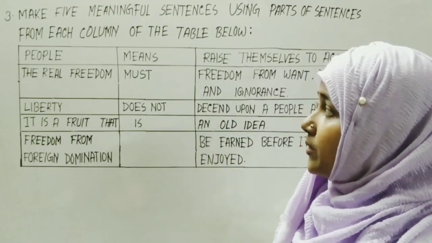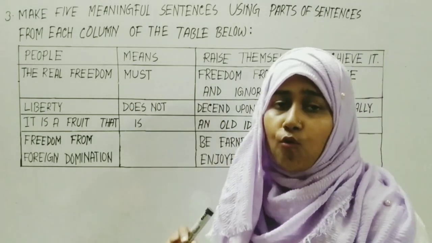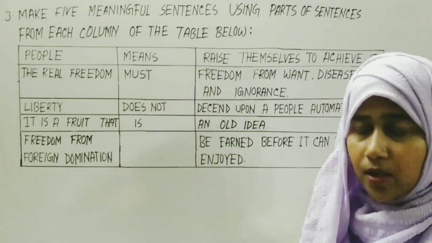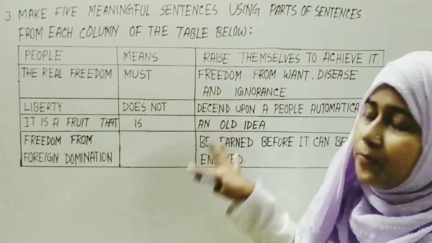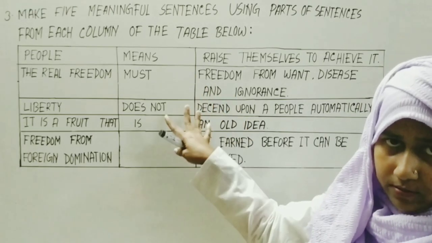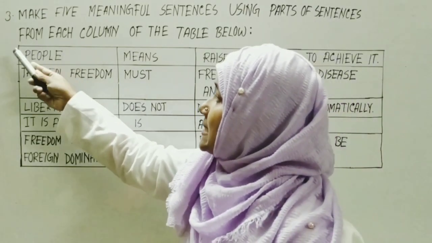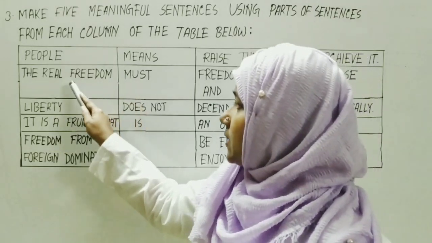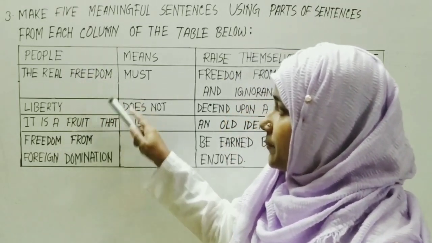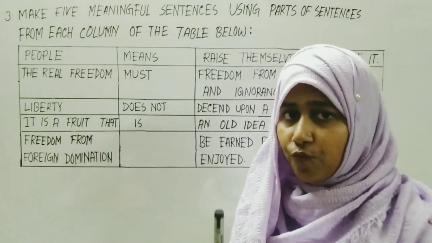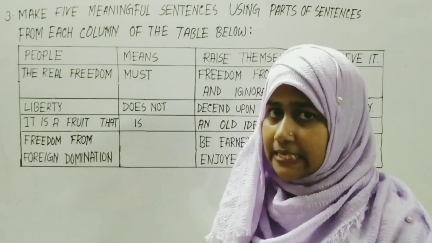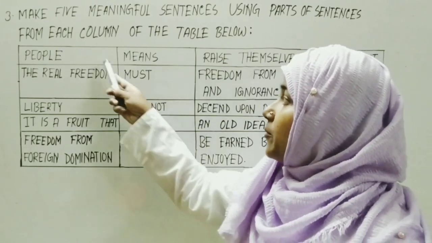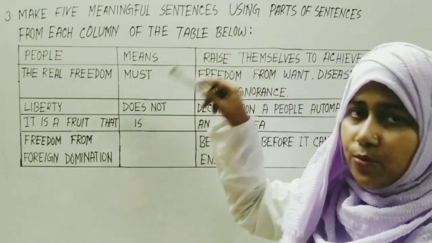So, dear students, before going to matching, you should know the parts, you should know the meaning of these words. So, you have to identify the topic of this table. Here you can see people, then second point, the real freedom, that means the topic must be freedom, or third point, that is liberty. So we can call it liberty as topic sentence. You can call liberty as a topic sentence or freedom. This table is written about freedom.